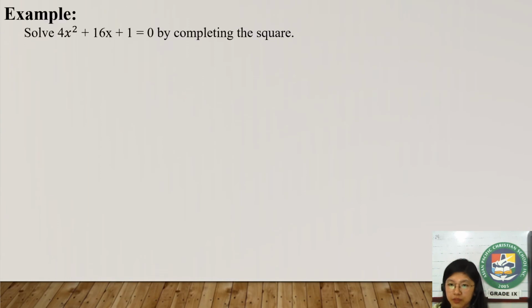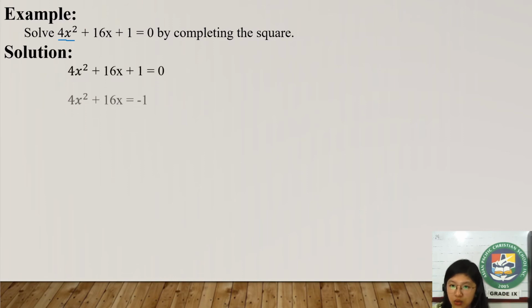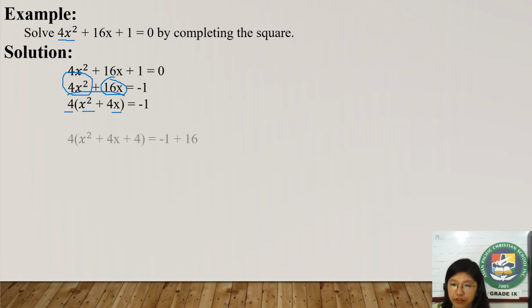solve for 4x squared plus 16x minus 1 equals 0 by completing the square. So, dito kung mapapansin nyo, ang ating x squared ay may kasamang 4. So, kailangan muna natin yang i-factor. So, since divisible sila by 4, ang 4x squared and 16x, ilalabas natin si 4. Ayan. Kaya ang natira nung 4x squared divided by 4 ay x squared na lang. Then, 16x divided by 4 ay 4x na lang. Then, copy negative 1.